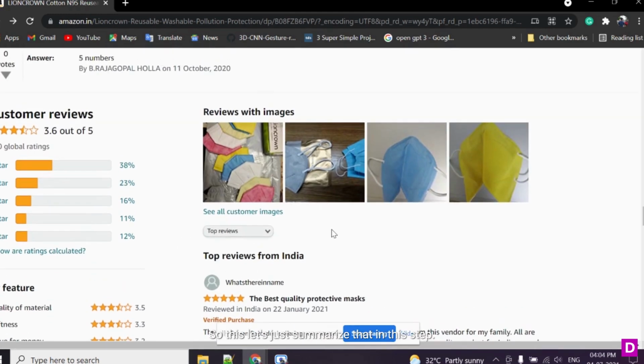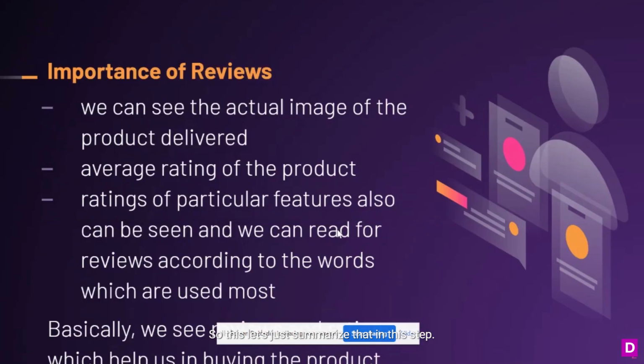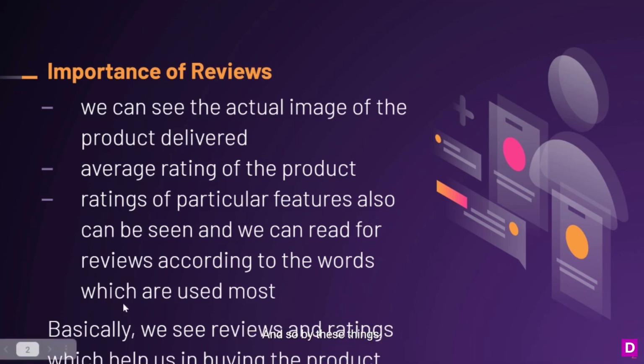So let's just summarize that in this step. The importance of the review, what are all the takeaways which we just got from the reviews: we can see the actual image of the product delivered, the average rating of the product, ratings of particular features can also be seen, and we can read the reviews according to the words which are used most. So by these things, we see the reviews and the rating which helps us in buying the product.